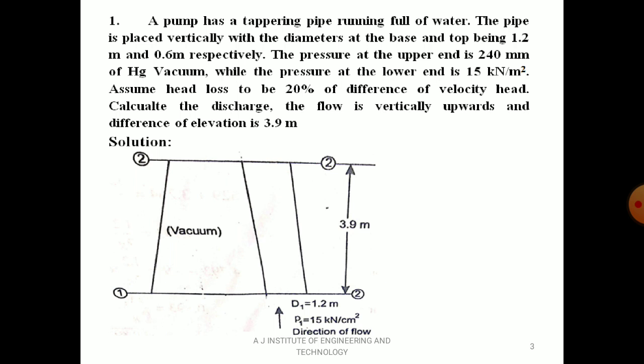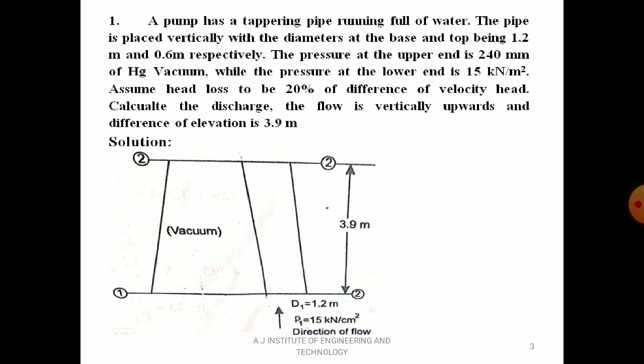So the pressure at the upper end is 240 mm of Hg vacuum. The pressure value is not given in terms of Newton per meter square or Newton per centimeter square. It is given in terms of head of mercury, that is the pressure head P2 divided by rho m g, the mercury head, which is equal to 240 mm of mercury, a vacuum pressure. So you have to consider a negative sign here, minus 0.24.